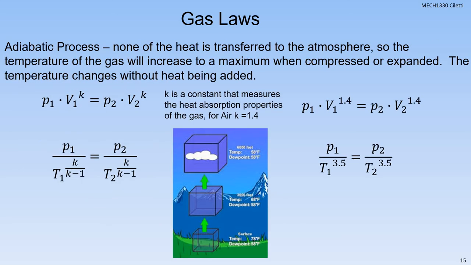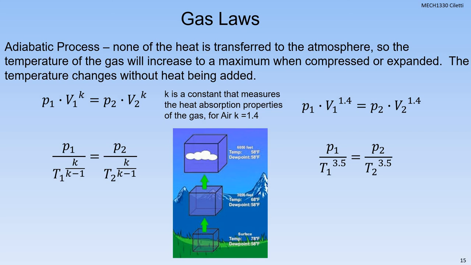Last one here, adiabatic process, where none of the heat is transferred to the atmosphere, so the temperature of the gas is going to increase at a maximum when compressed or expanded. The temperature is changing without heat being added. We have a constant here, and we use a different constant for different elements. If I give you a different element, I'll give you the constant for it. But for air, it's 1.4. And we're going to be substituting into the given equations here.